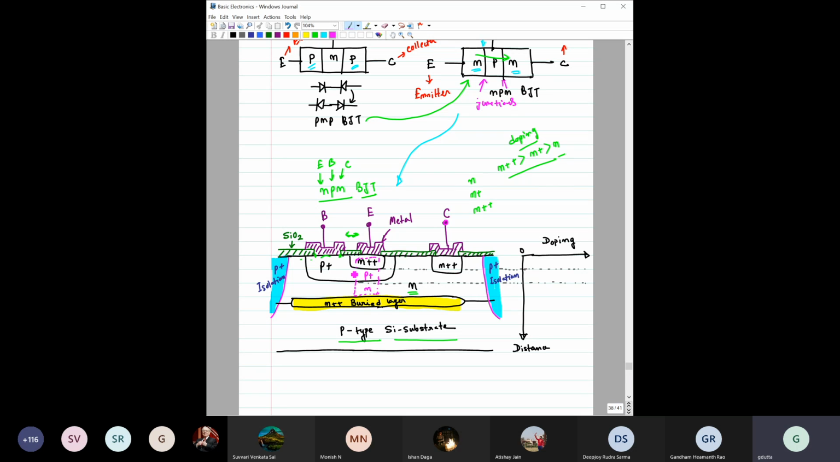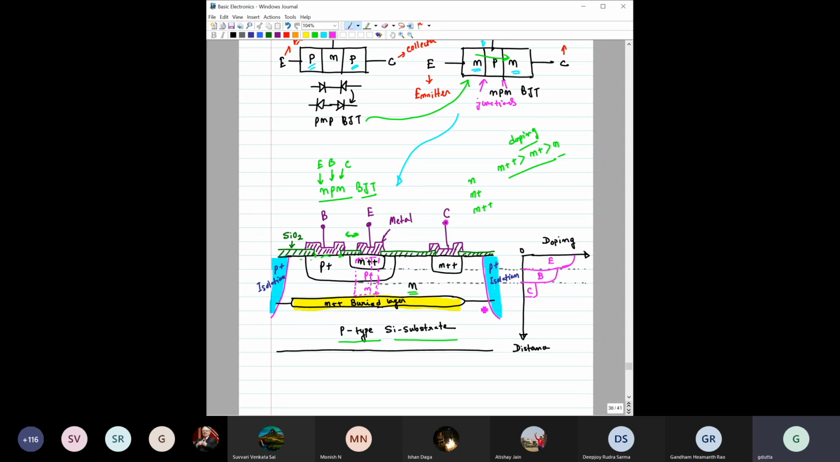Now quickly, suppose we consider the doping concentration along this line. I have plotted these small lines here. This is the emitter, so for the emitter the doping concentration is like this. For the base, the doping concentration is like this. For the collector, the doping concentration is like this. We are plotting only up to this.